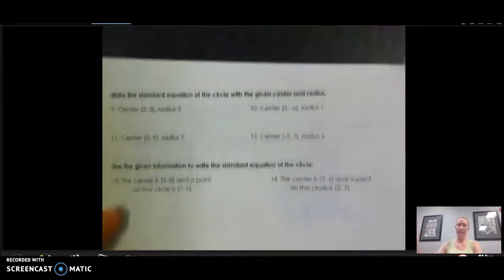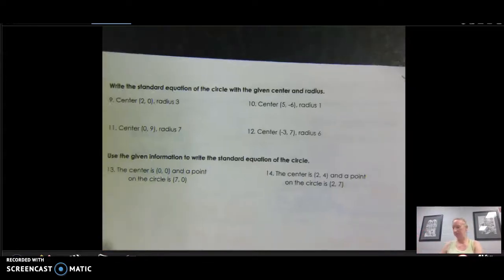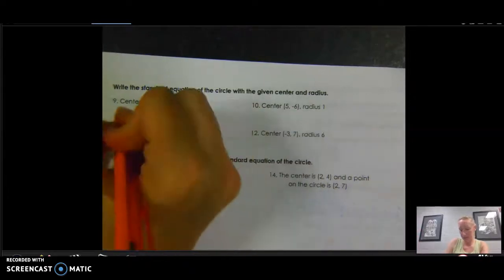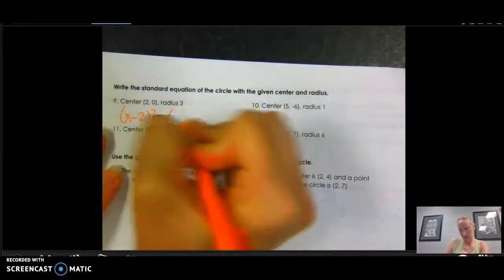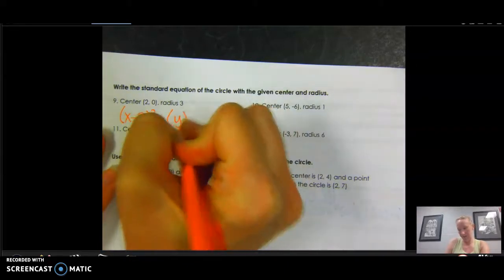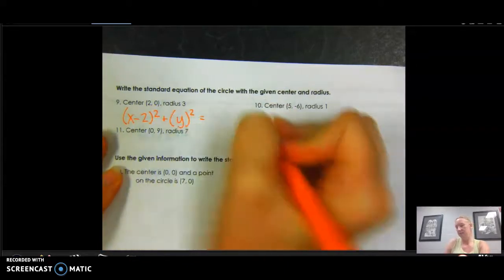So now they're giving us information. We don't even have to pull it off of the graph, and we just have to write the equation. So this is x opposite of negative 2 squared plus y opposite of 0, we don't even have to put that in, squared, radius squared, which is 9.